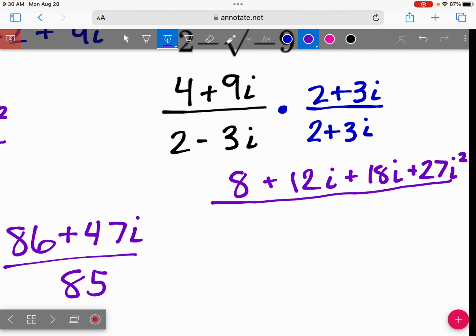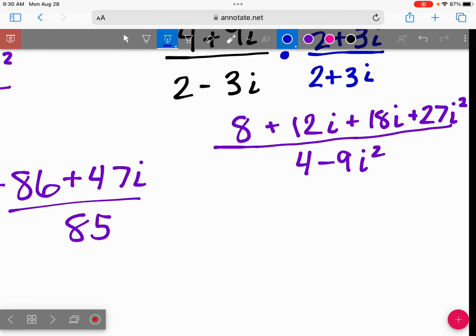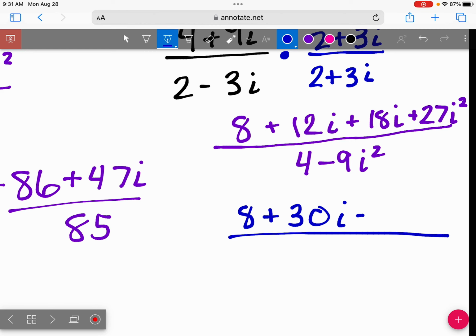And our denominator is going to be what? Perfection. 4 minus 9i squared. So let's simplify this. 8 plus 30i minus 27.